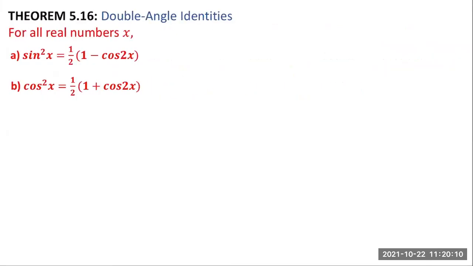And then we have the double angle identity theorem, theorem 5.16, double angle identities. For all real numbers x, we have these double angle formulas. Sine squared x is equal to 1/2 times 1 minus cosine 2x, and cosine squared x is equal to 1/2 times 1 plus cosine 2x. All right, let's move on.